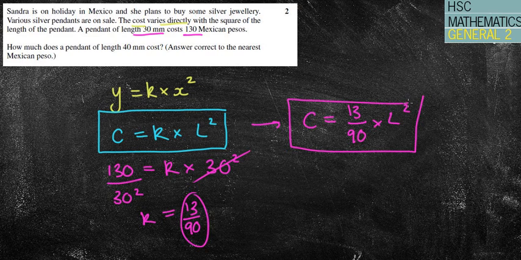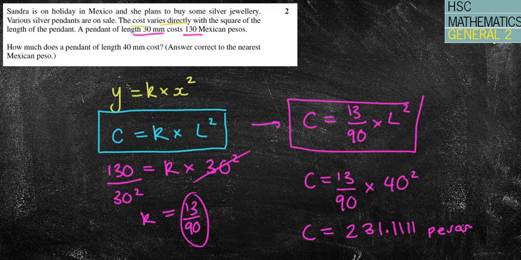That's my formula. Now, how much does a pendant of length 40 cost? Well, I'm just going to put my length of 40 in, and it's squared. So I'm simply going to do 13 over 90 times 40 squared. I'm going to get there. The cost equals 231.1111 recurring pesos. So it says to the nearest Mexican peso, 231 pesos. Beautiful. Nice, easy answer.